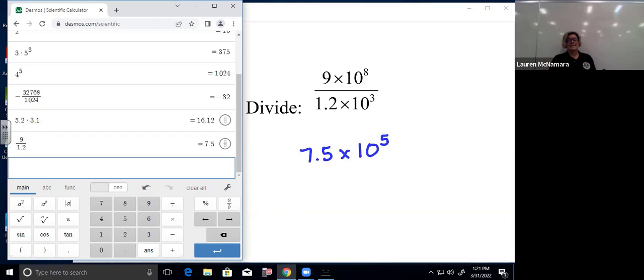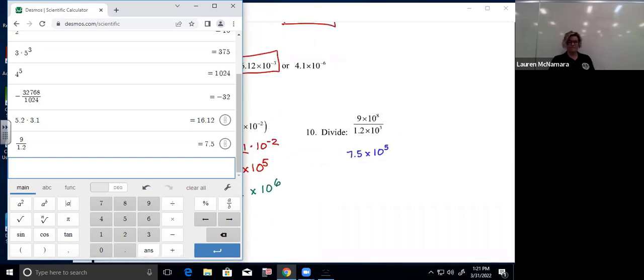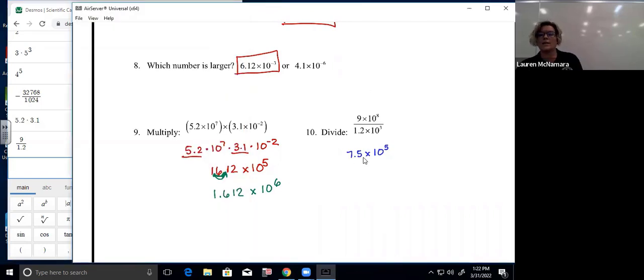Is this in scientific notation? Yes, it's in scientific notation. So therefore I just leave it just like that. Now, if these questions were wanting them in standard form, then I would of course have to write them out in standard form. It just depends on how the question is asked.